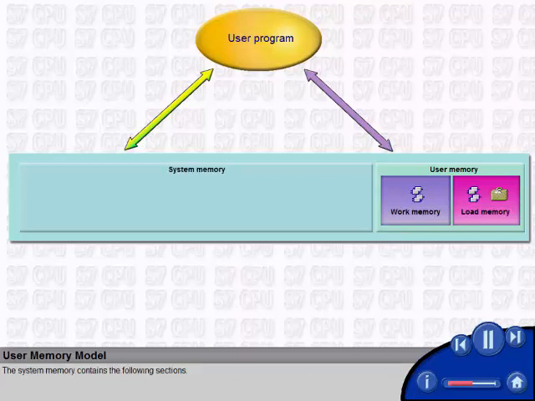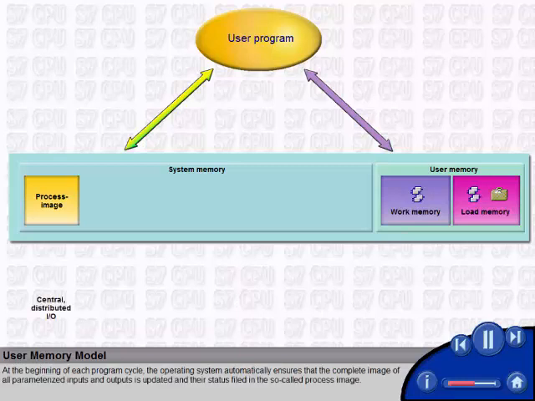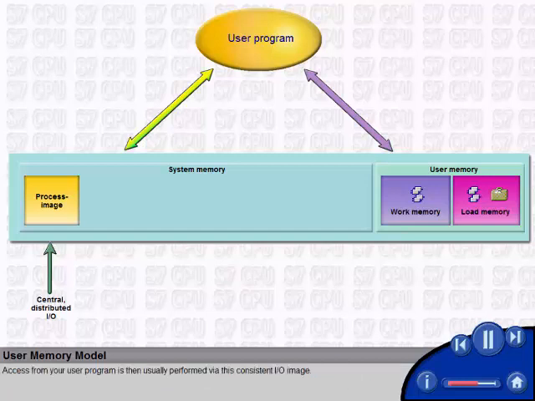The system memory contains the following sections: the process image, which is the interface to inputs and outputs of the module. At the beginning of each program cycle, the operating system automatically ensures that the complete image of all parameterized inputs and outputs is updated and their status filed in the so-called process image. Access from your user program is then usually performed via this consistent I/O image.